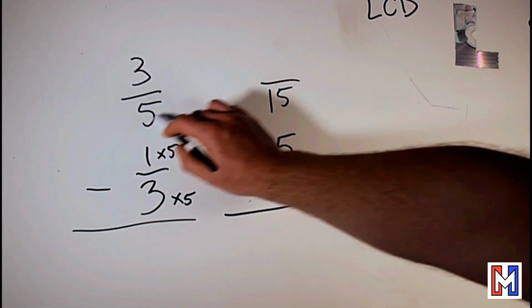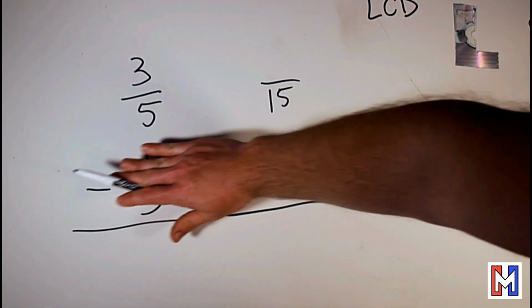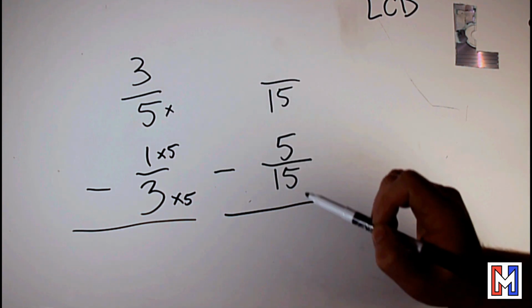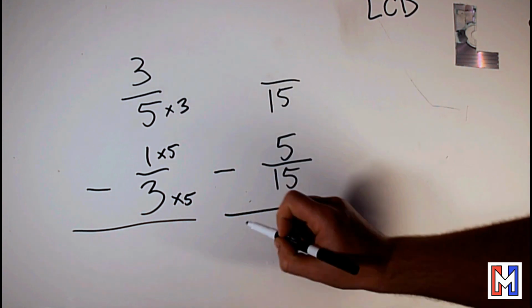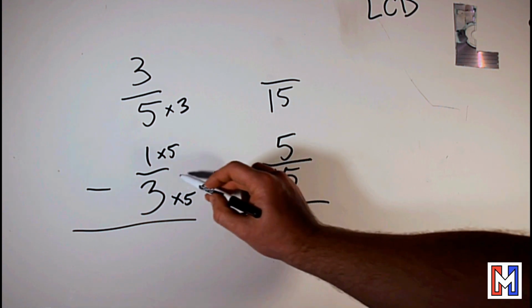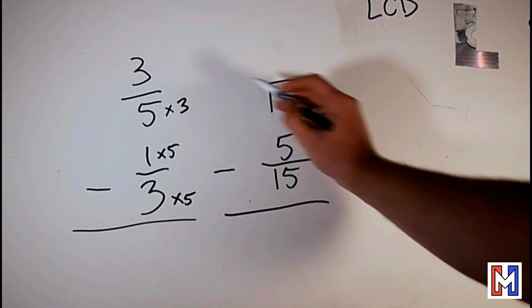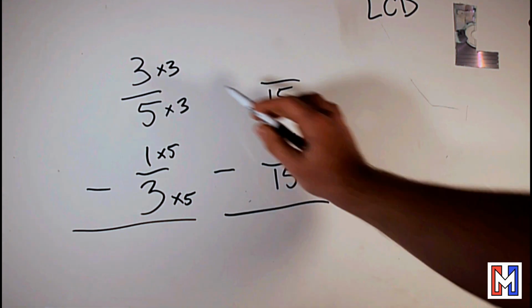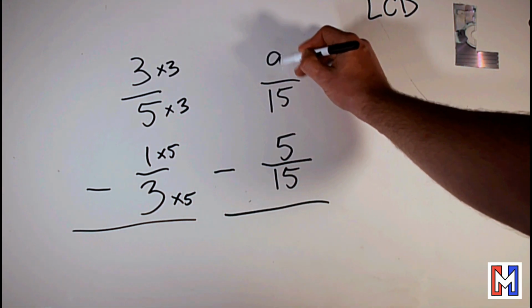Then up here for this fraction, this is going to be separate. Ignore this bottom one. 5 times what is 15? Well, 5 times 3. Ironic that it's opposite of this one. 5 times 3 is 15, so whatever I do to that denominator, I have to do to that numerator. 3 times 3 is 9.